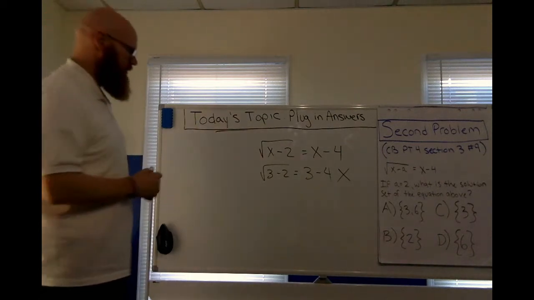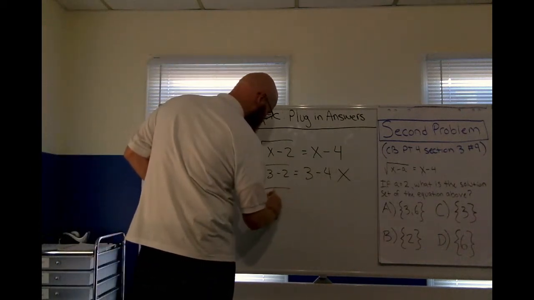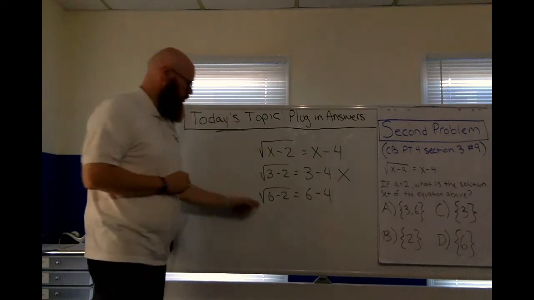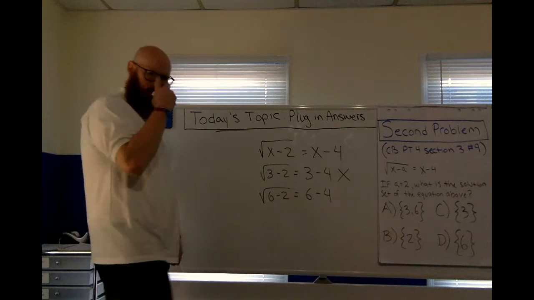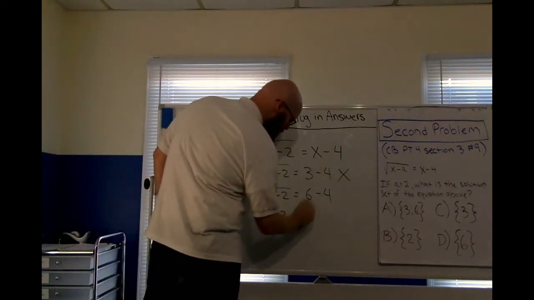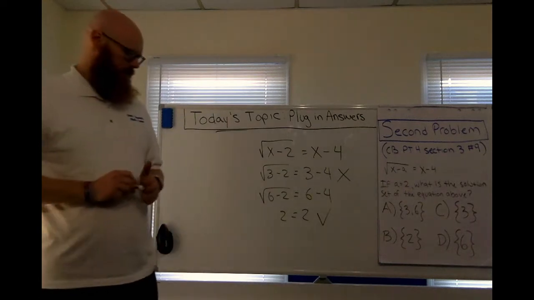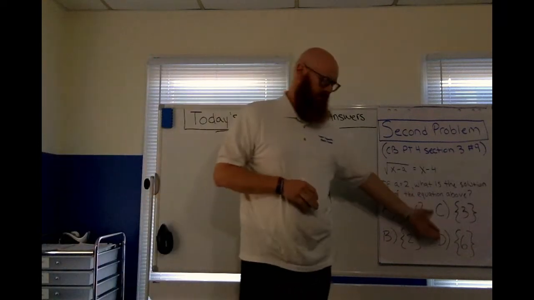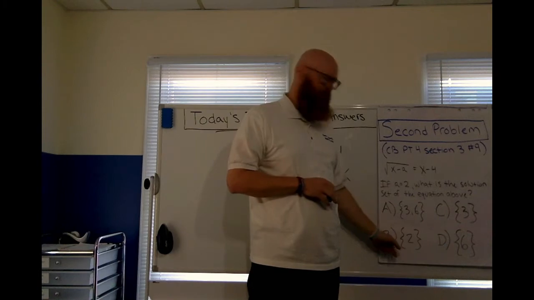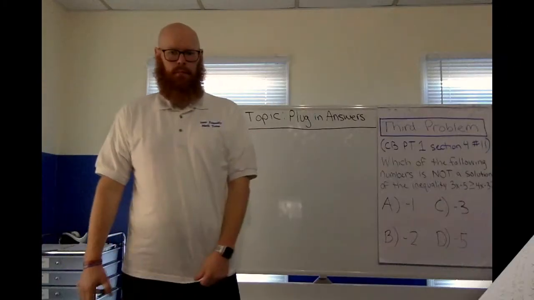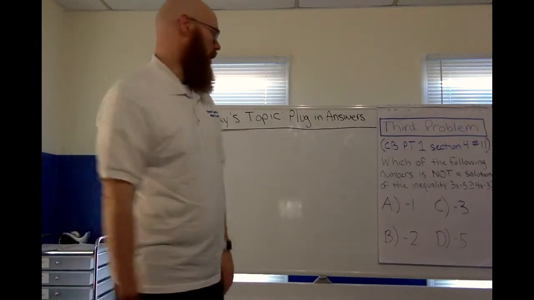So let's just plug in 6 and see what happens. Square root of 6 minus 2, square root of 4 is 2, and 6 minus 4 is 2, and boom, we got our answer. So the answer must be 6. And if 6 didn't work, then I would have known that the answer was B. And that's it.